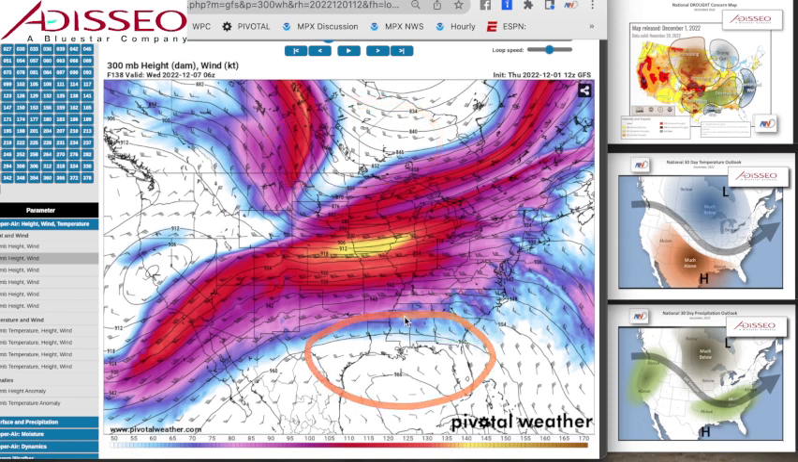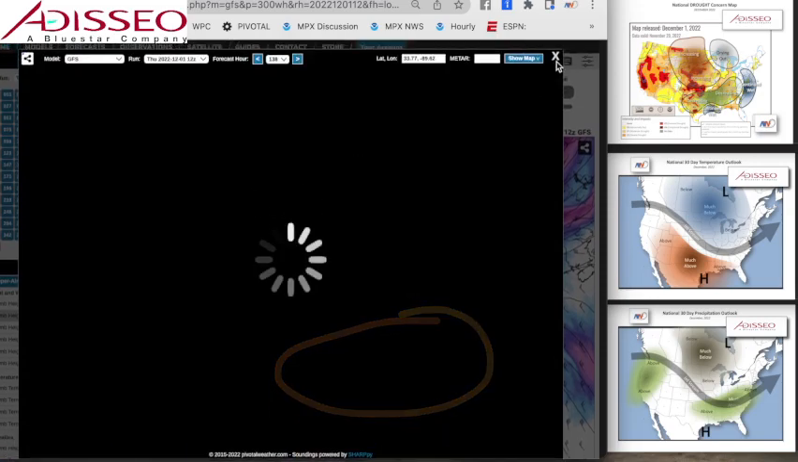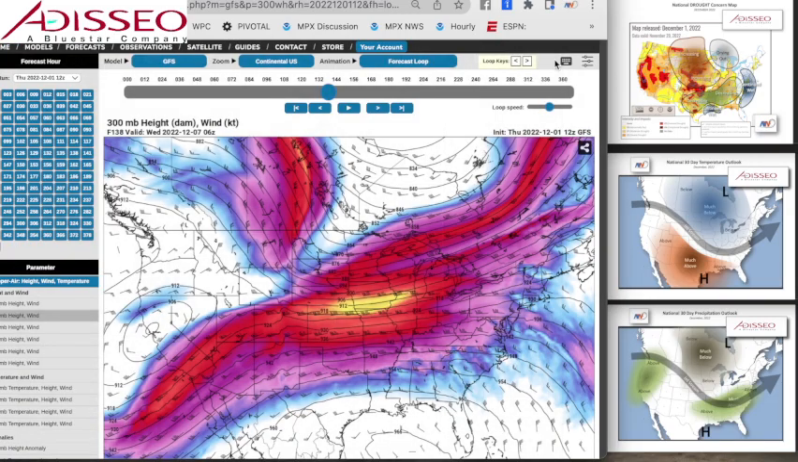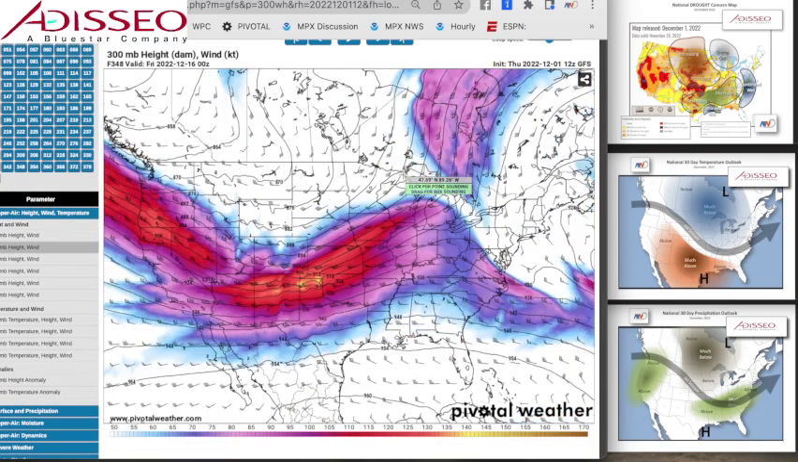Now, as we head into the second week of December, you can see that it's probably going to be pretty warm here down in the Gulf of Mexico as cold air tries to press south into the United States.